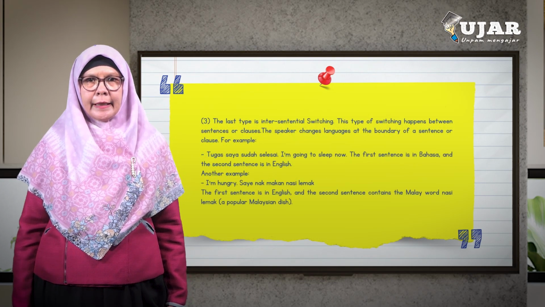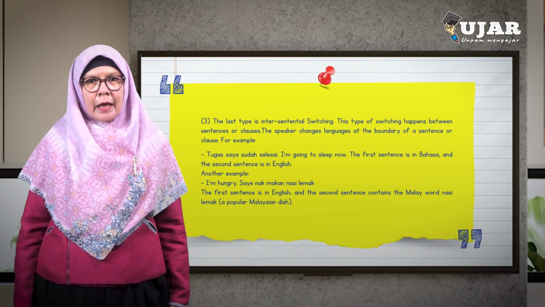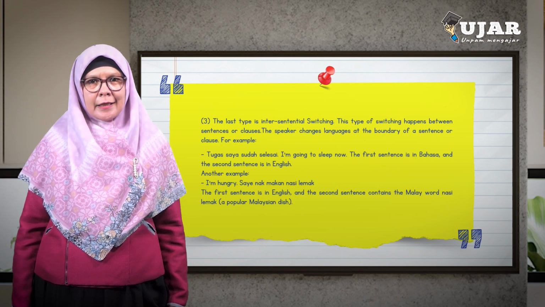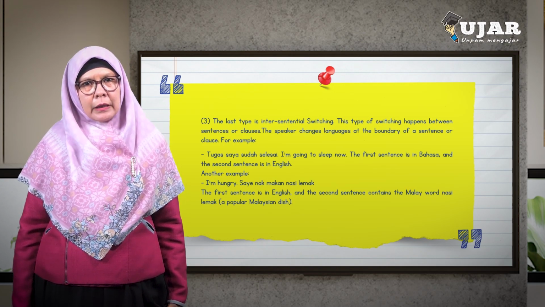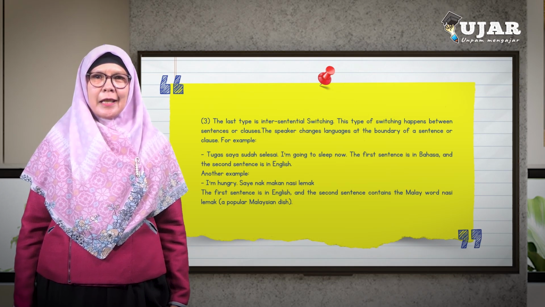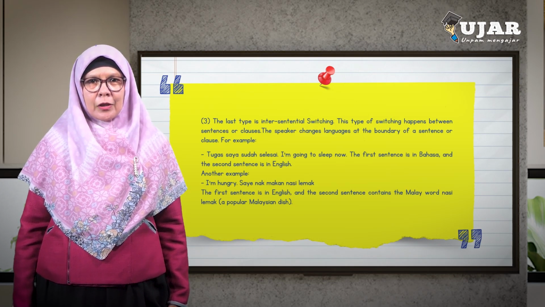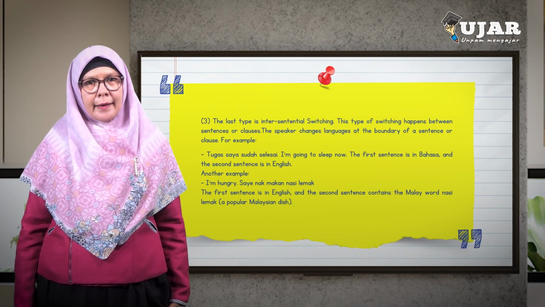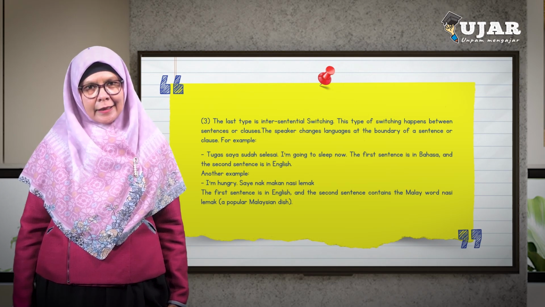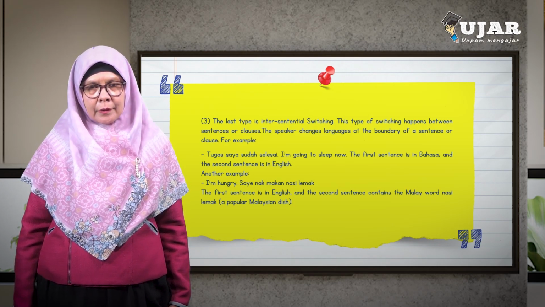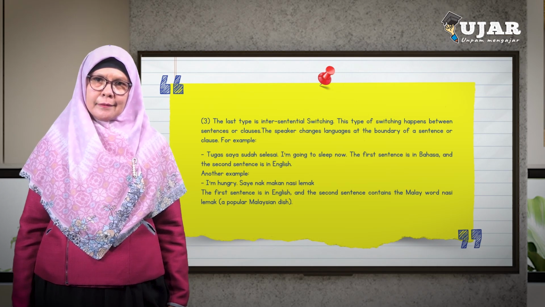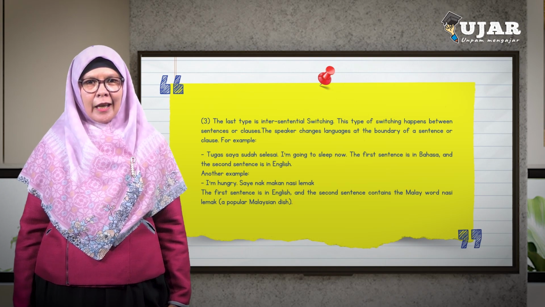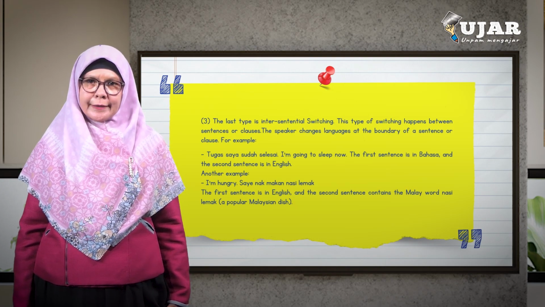And the last type is intersentential switching. This type of switching happens between sentences and clauses. The speaker changes languages at the boundary of a sentence or clause. For example, "Tugas saya sudah selesai. I'm going to sleep now." The first sentence is in bahasa and the second sentence is in English. Another example, "I'm hungry. Saya nak makan nasi lemak." So the first sentence is English and the second sentence contains the Malay words nasi lemak.